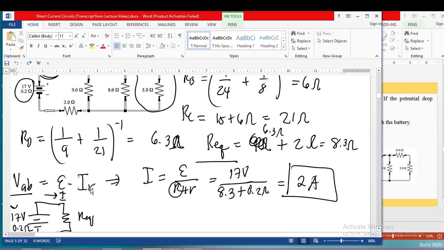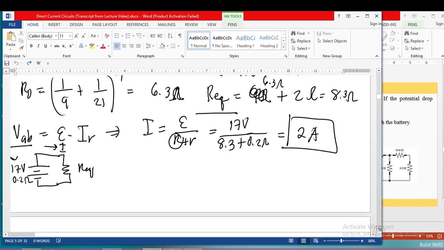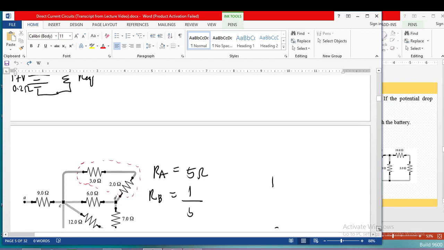And we know that this is still equivalent to I is equal to epsilon divided by R plus r, where R here is actually the equivalent resistance, the resistance of the external circuit. The small r is 0.2 ohms, kay internal man na siya. Kani is the external circuit, kanang dako nga R, which is equal to 8.3 ohms, and the small letter r is actually equal to 0.2 ohms. So add them, so we have 8.5, and 17 divided by 8.5 is equal to 2 amperes. So therefore, ang iyang current is 2 amperes. Okay? So yeah, I think you can follow naman.